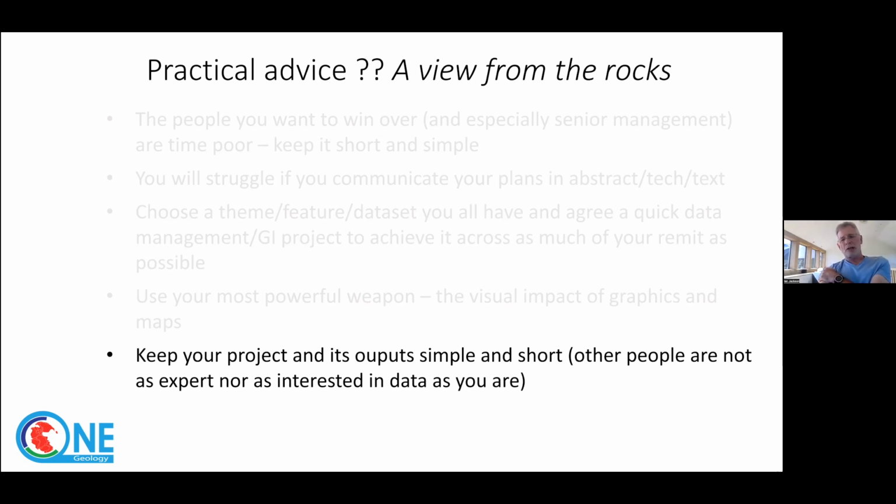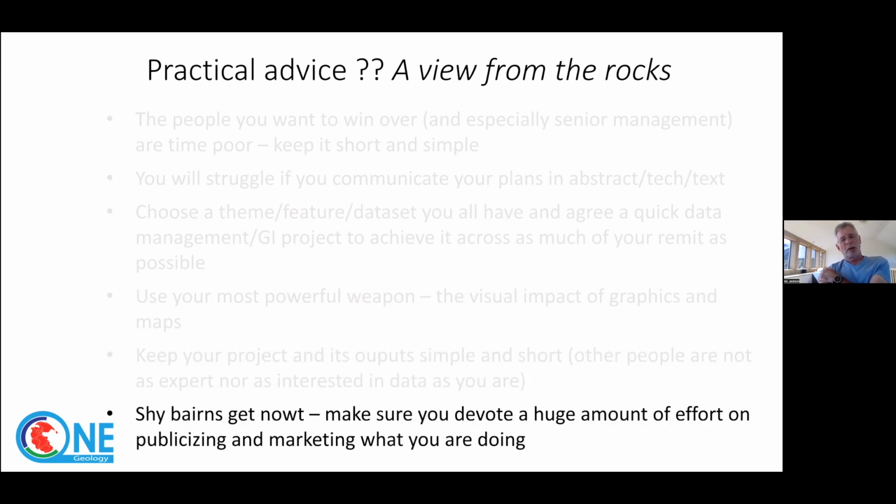Nobody's an expert like you, nor are they as interested as you are. People who don't love a particular subject like small plates, they're not trenchermen. They don't want it all at once, just like us data people do. And here's a bit of Geordie for you. Shy bairns get nowt. So if you're going to do a project, make sure you spend a lot of time posting about it, asking the questions, and keeping its profile high.